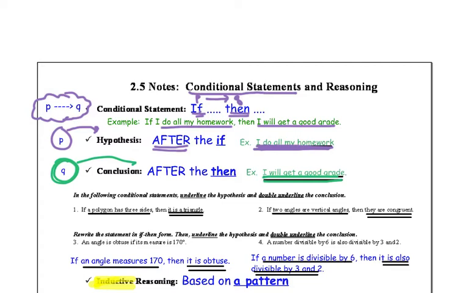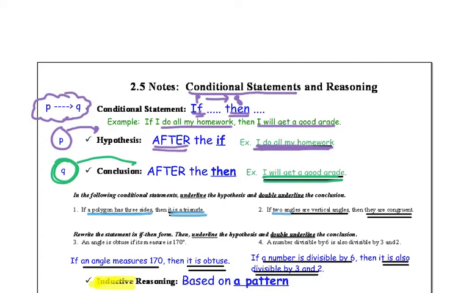So first they give us a couple conditional statements. We single underline, double underline. It's done for us, but we'll still go through it. If a polygon has 3 sides, notice I'm not underlining the word if, then it is a triangle, double underlining. Notice that the words if and then do not get underlined. And that's true, by the way.